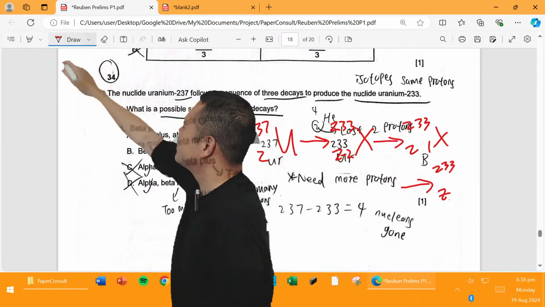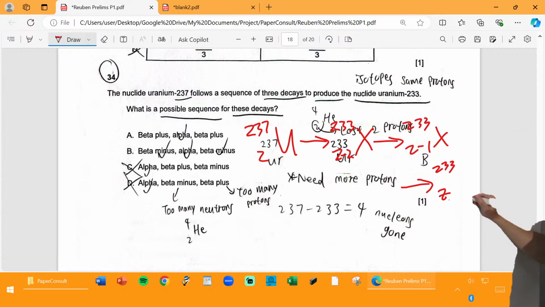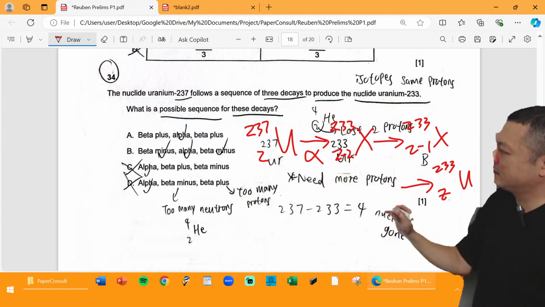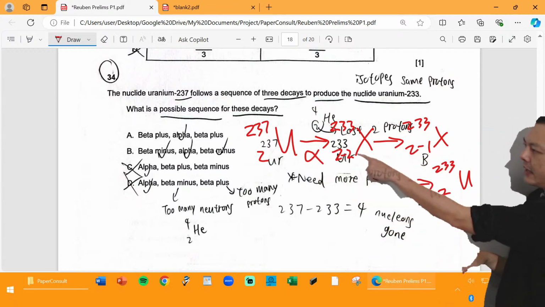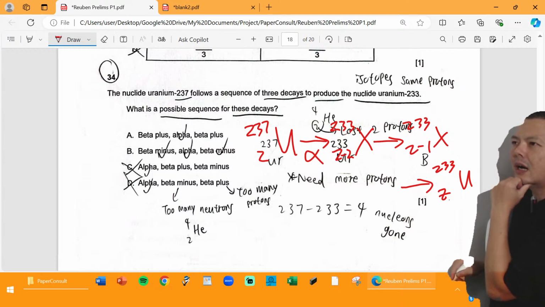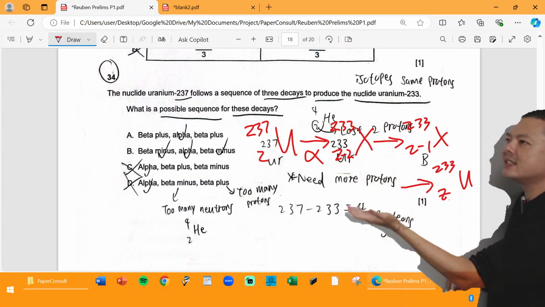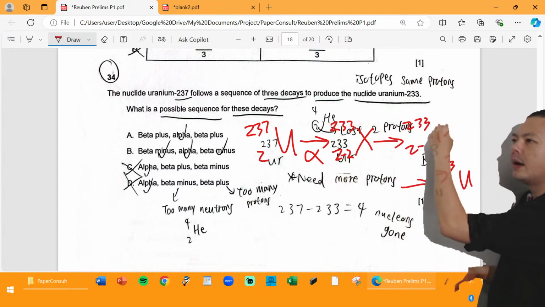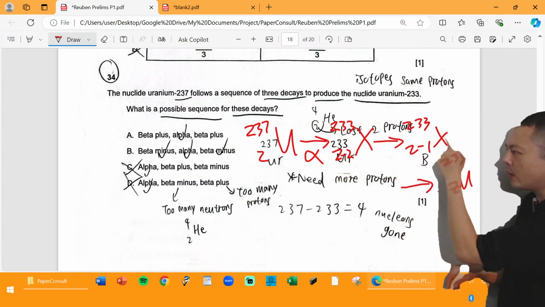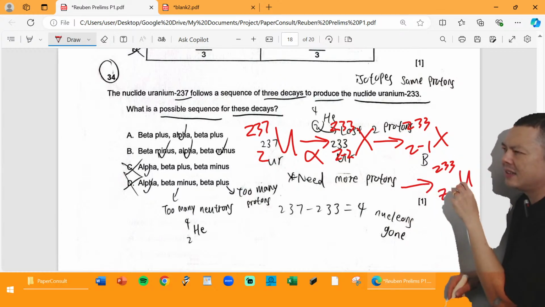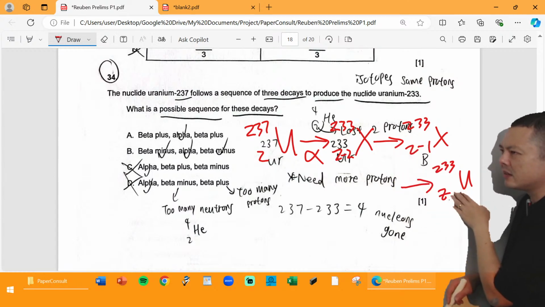It's not about the sequence. It's just a combination of decays. So we know that this is alpha decay, right? Then what will get you one more proton? That means there are too many neutrons, right? One neutron becomes a proton, but the mass number still stays the same. Then another neutron becomes a proton, but the mass number still stays the same, right? That's beta minus. So this is beta minus and this also beta minus, right?